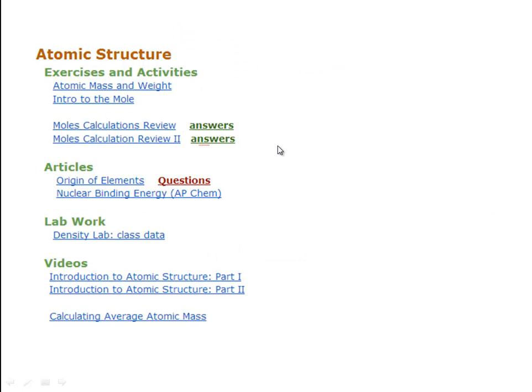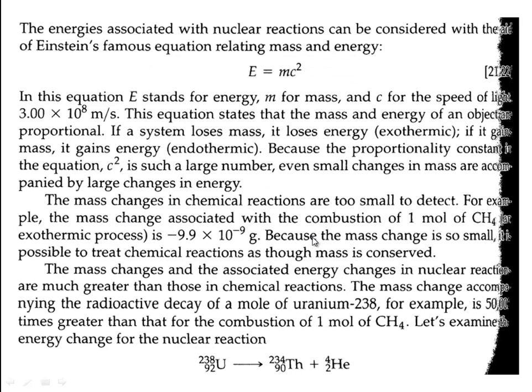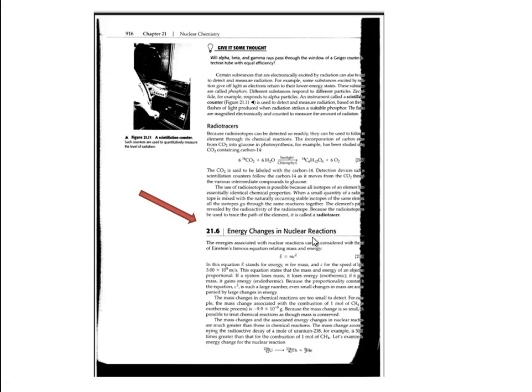On my Chem Materials webpage in the atomic structure section, I placed a link right here. Under articles, this one, nuclear binding energy, is an excerpt from the AP chemistry textbook that we use, which is a very nice source of information. Here's the first page. Here's what it looks like. You'll start right here, section 21.6, energy changes in nuclear reactions. So if you need to, you can start there.